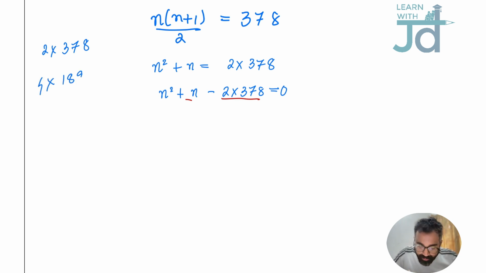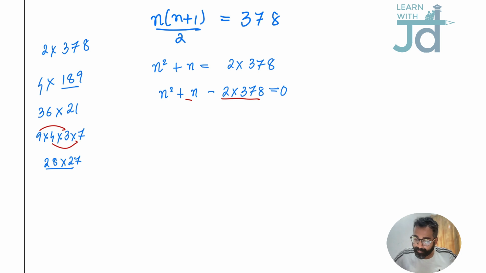So 189 will come. This is 9, it will go to 9, right? So I'll take 9. So 36 into 21. Difference is not 1. Okay, so 9 into 4 into 3 into 7. Got it? See? So here it is 28 into 27. The difference is 1.